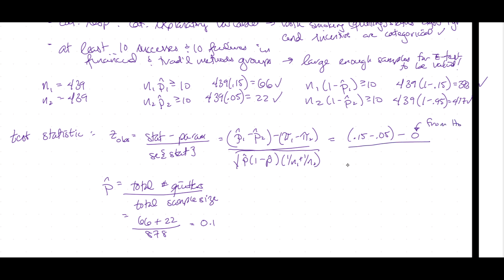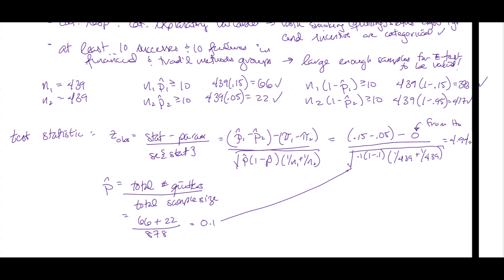For the standard error, I just plug in. So I use 0.1 times 1 minus 0.1, where that 0.1 is the value that we just found here. And then I multiply times 1 over n1, which was 439, plus 1 over n2, which was also 439 because I had equal-sized groups. Altogether, my test statistic, or my z-obs, is 4.94.